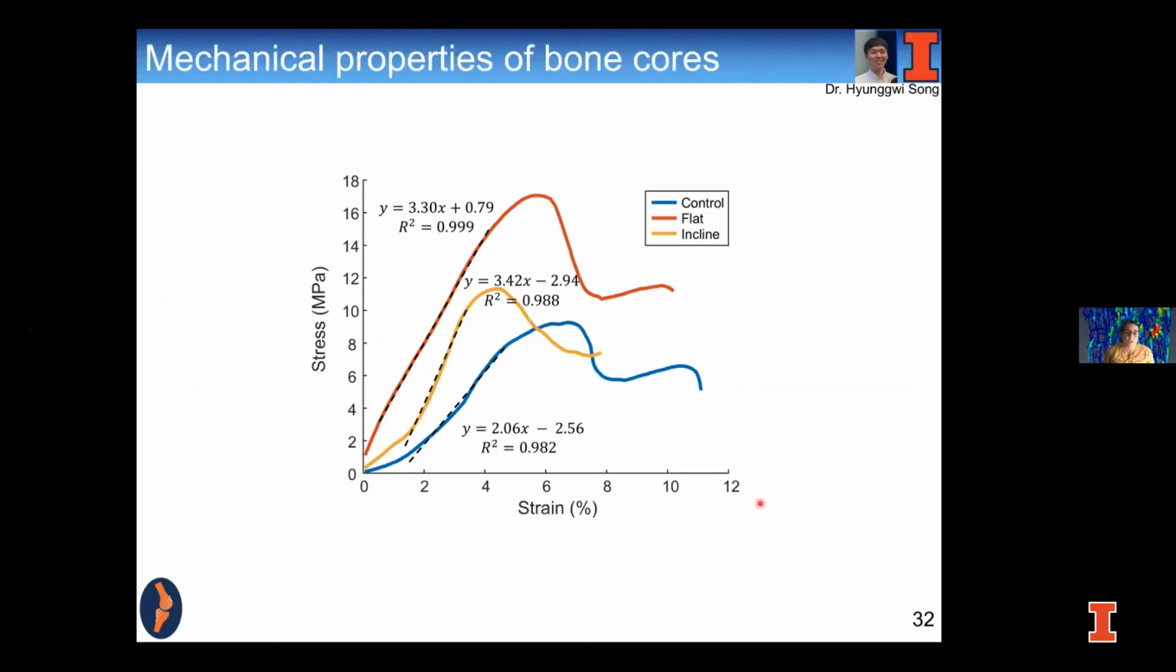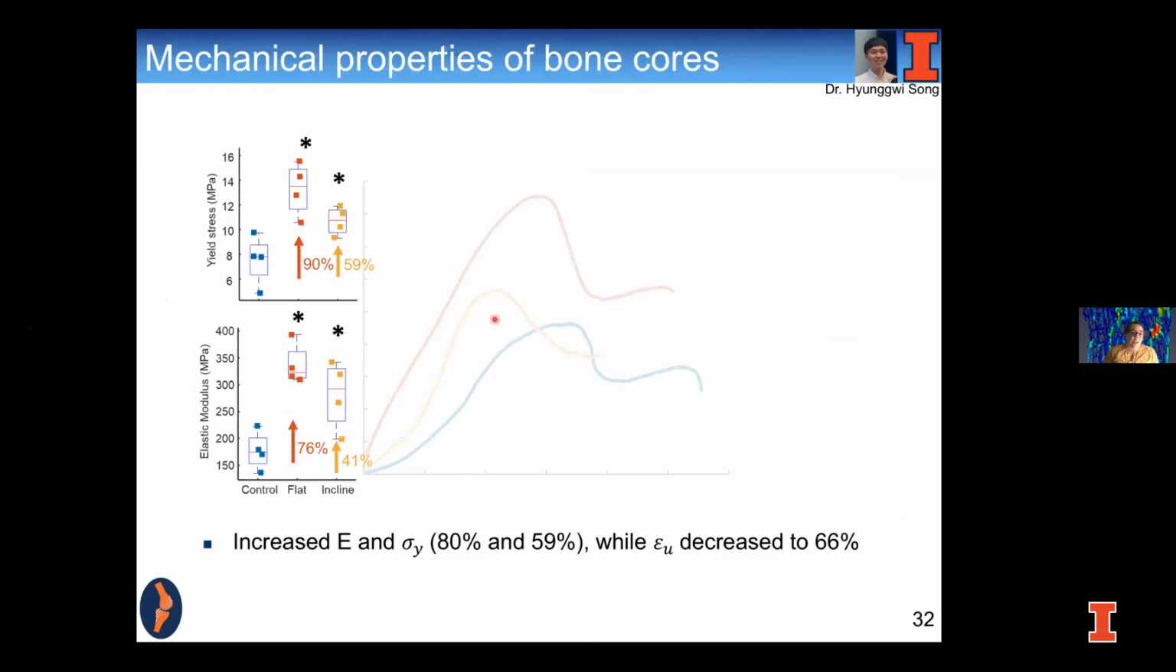So here's a general overview of what our stress strain curves look like for these compression tests. And you can see the control group is shown here in blue, followed by the flat group here in this reddish color, and then the incline group is in yellow. And I'll talk about the individual parameters here on the next slide.